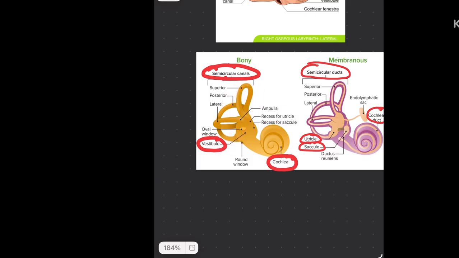In this we are finding the oval window, round window, recess for saccule, and recess for utricle. In the oval window, what will we have? We will have the footplate of stapes, as we already discussed. Recess for utricle and saccule: the saccule will be in a spherical recess. It will be spherical. Okay, and the utricle will be in an elliptical recess.